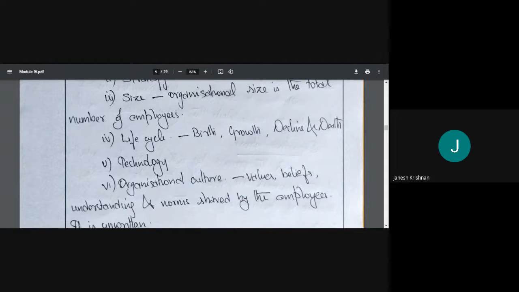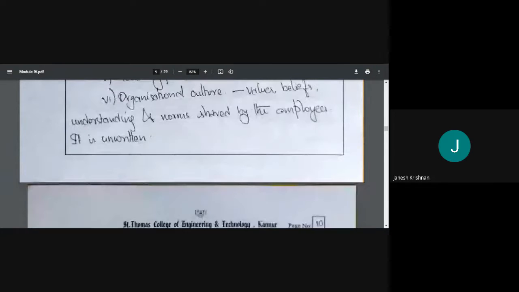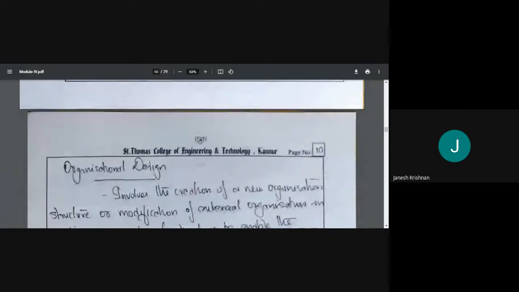Then culture. What is the culture of an organization? That is the values, beliefs, understandings, norms, or everything of the employees. What kind of employee? Everyone will have their values, their beliefs. That will also have a role. Okay? It is unwritten. We will not write down the culture as such. Okay? Culture is unwritten.